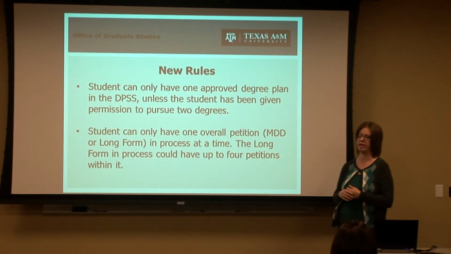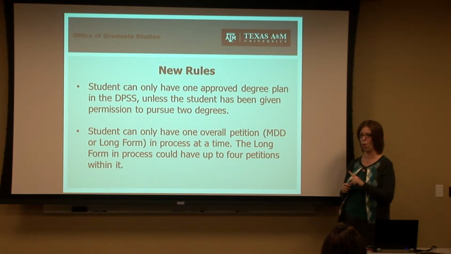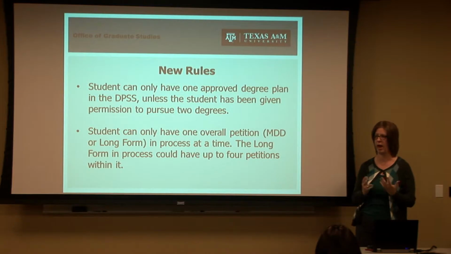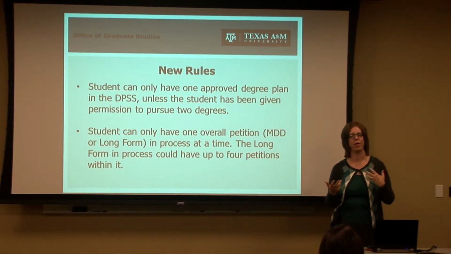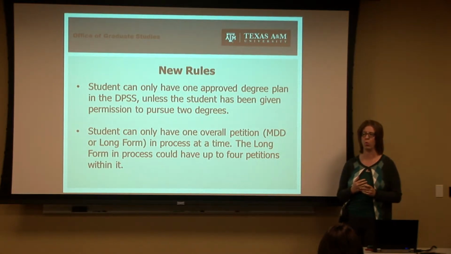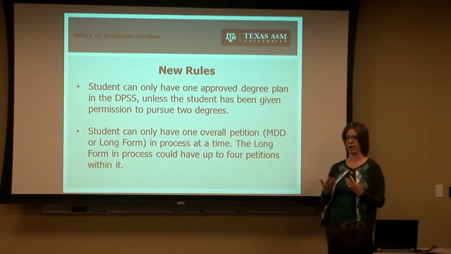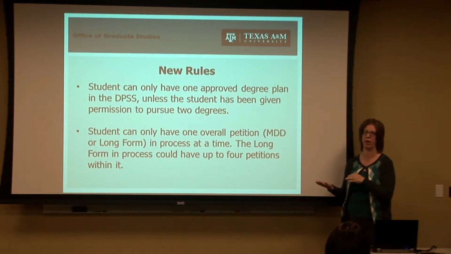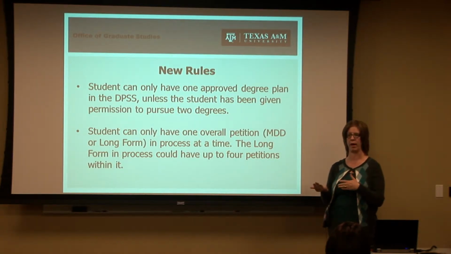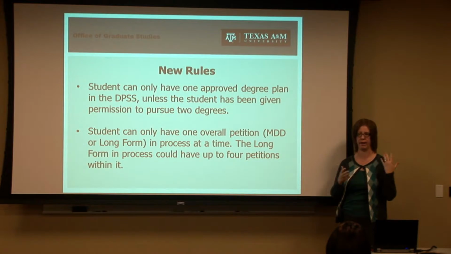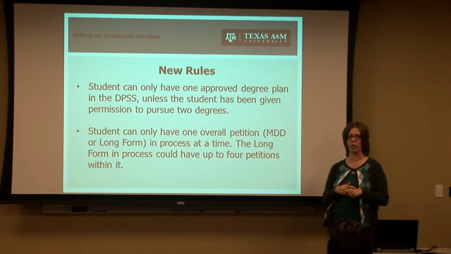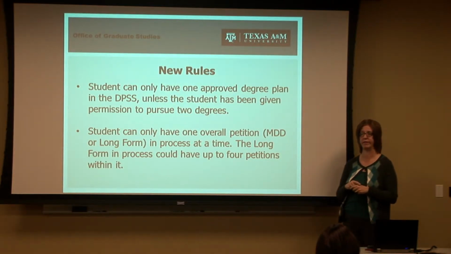Because one of the other changes is that we are going to limit students to one approved degree plan at a time unless they're in a program where they have permission to have 2 degree plans. Right now in the old system, students could have up to 3 degree plans at one time, and we received a lot of degree plans where the student already had an approved degree plan on file, and rather than making those changes by petition, they would just submit a whole new degree plan, and then we would have to reject the degree plan back and tell them to do the petition. So what we've done is we've limited that option so that students can only have one approved degree plan in the system at a time.